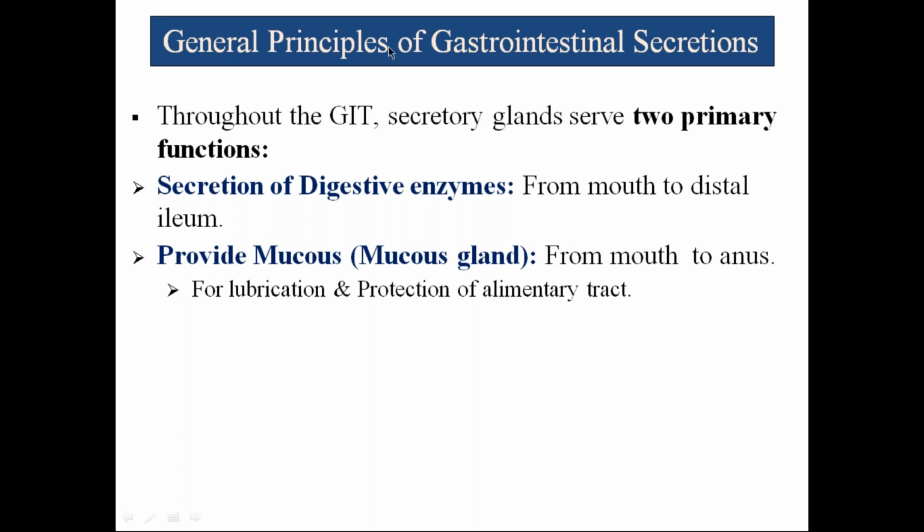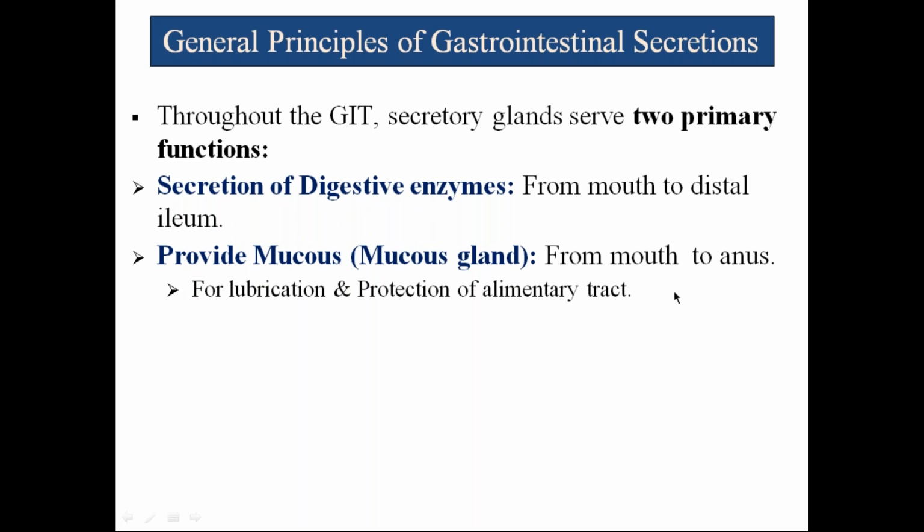There are certain principles before I go on to the salivary secretion. When I talk about the gastrointestinal secretions, there are certain general principles of all forms of gastrointestinal secretions. Gastrointestinal secretions are secreted from the secretory glands, and they have two main functions. One is that because they contain the digestive enzymes, they help in the digestion of the various foodstuffs or various nutrients. So one is the function of secretion of digestive enzymes.